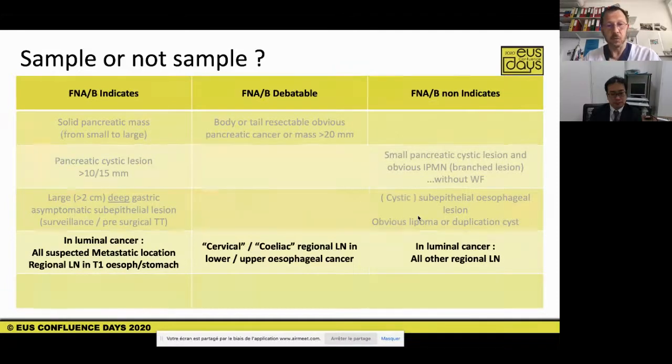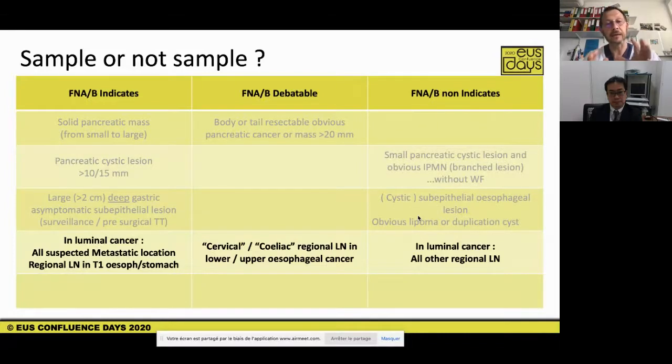From my point of view, a place for debate is puncture of cervical or celiac regional lymph nodes, even in a T3 tumor, which can be of interest. I remind you that cervical and celiac lymph nodes are regional lymph nodes for lower and upper esophageal cancer, but before they were considered a metastatic site for cervical concerning the lower esophagus, and the opposite for the other one.